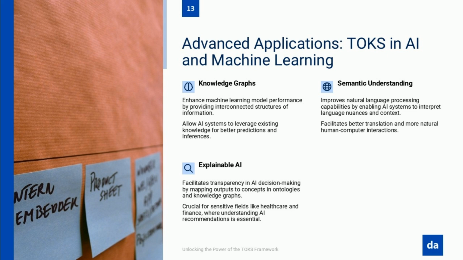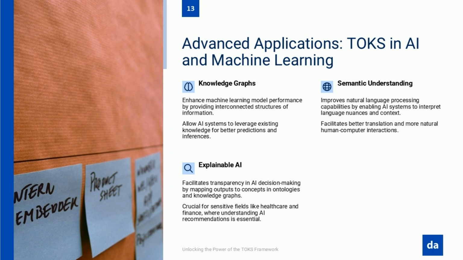One of the most promising applications of TOKS in AI is its potential to reduce bias in decision-making processes. AI systems can inadvertently perpetuate or amplify biases present in their training data. TOKS can help mitigate this issue by providing a more comprehensive and balanced knowledge base. By incorporating diverse perspectives and explicitly defining relationships between concepts, TOKS can help AI systems make more fair and equitable decisions. For instance, in hiring processes, a TOKS-enhanced AI system could be designed to consider a wide range of qualifications and experiences, reducing the risk of discrimination based on limited criteria.